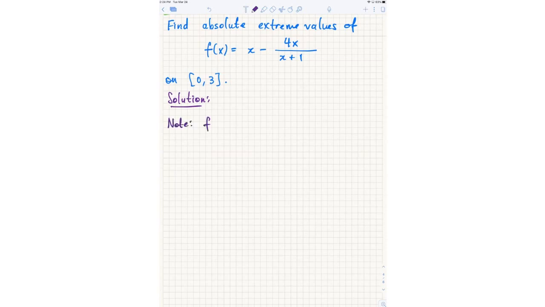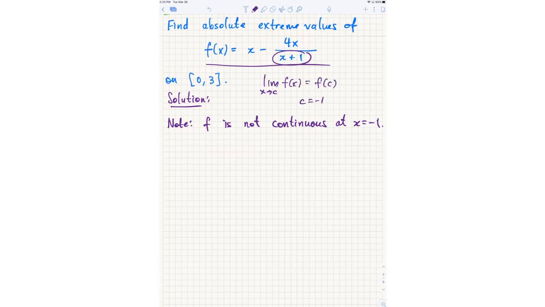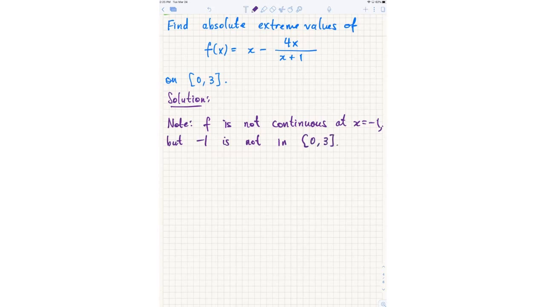So note, f is not continuous at x equals -1. Why is the function not continuous at x equals -1? Well, the function is not even defined at x equals -1, because you get division by 0. So that limit definition of continuity is obviously false if c equals -1, because f of -1 doesn't even exist. But then what Angelica said after that is completely correct. Even though the function is not continuous at x equals -1, we don't care, because -1 is not in the interval. So EVT does apply.